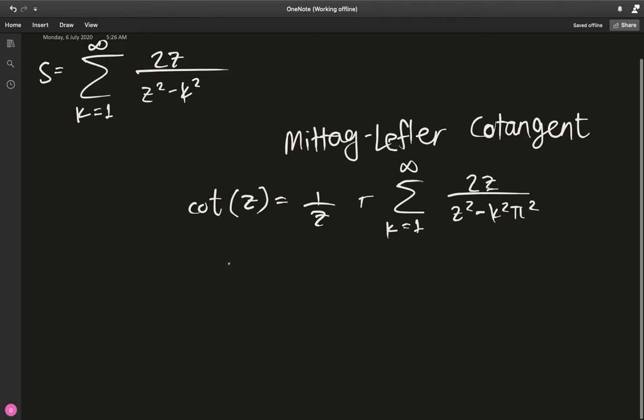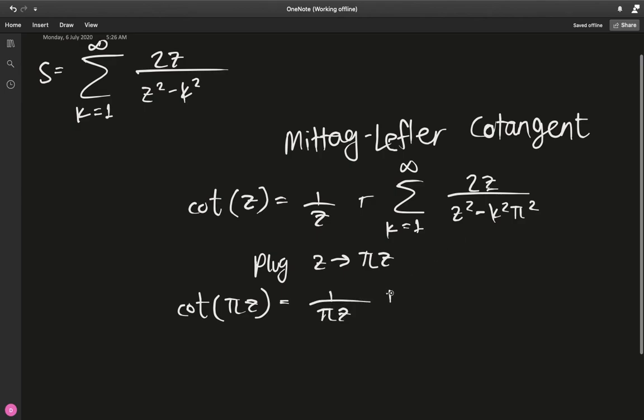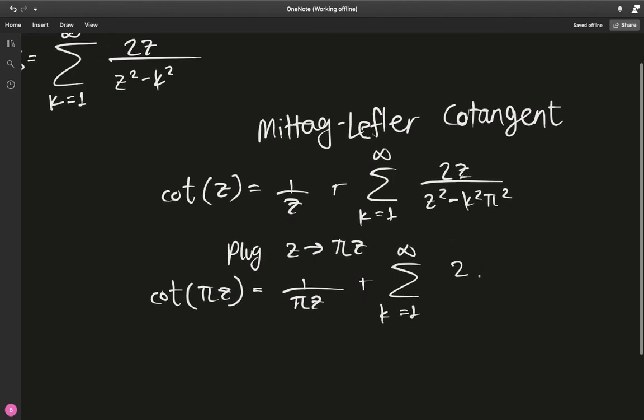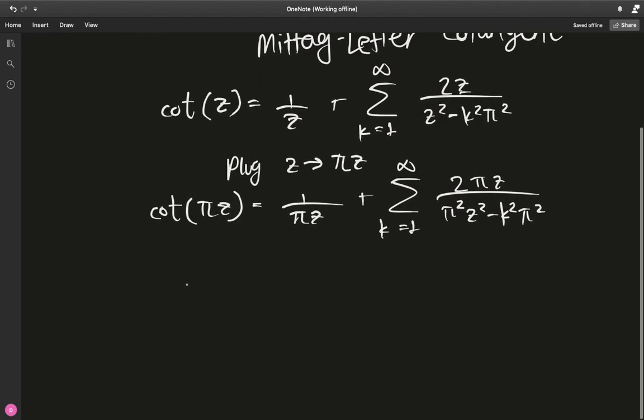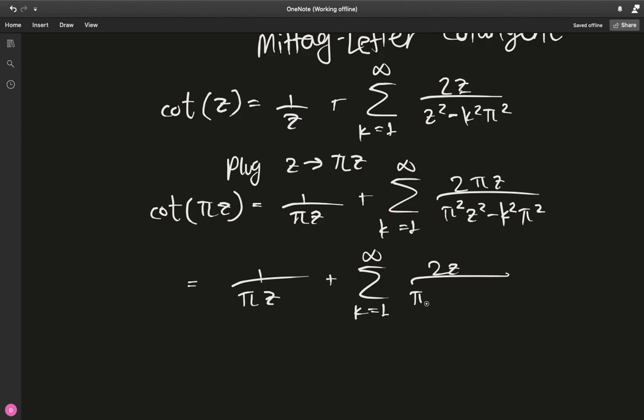Now what I'm going to do is plug in pi z in place of z. So we have cotangent of pi z is equal to 1 over pi z plus sum from k equals 1 to infinity of 2 pi z over pi squared z squared minus k squared pi squared. This will become 1 over pi z plus sum from k equals 1 to infinity of, 1 pi can go away, so 2z over pi times z squared minus k squared.